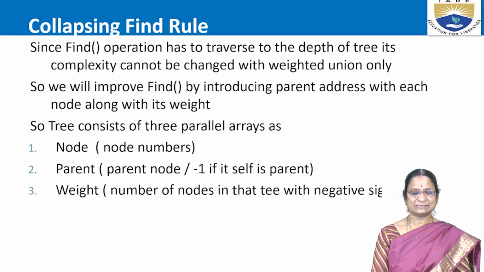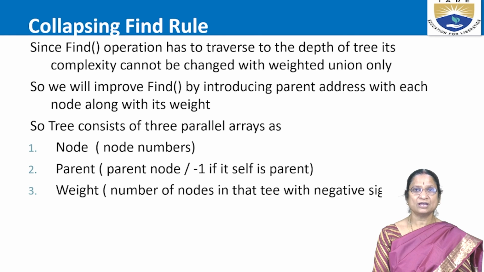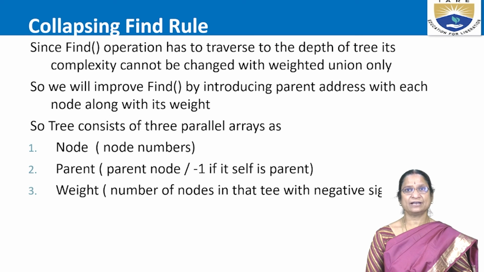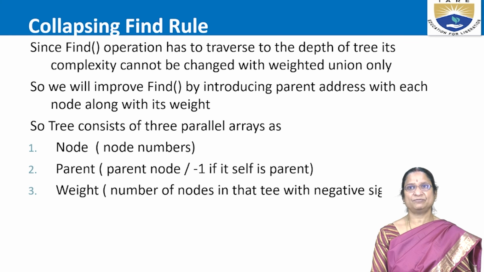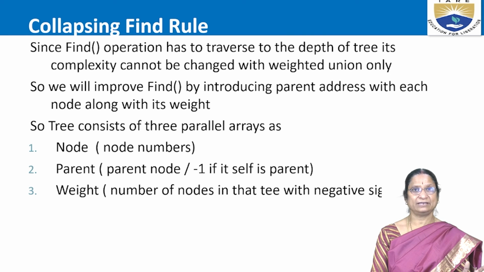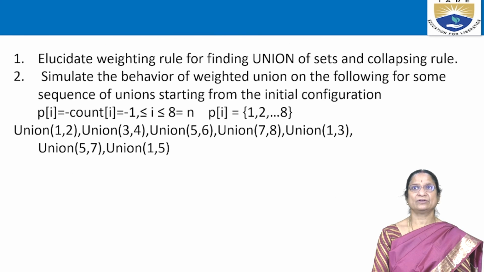So we have to improve our find algorithm also by introducing the parent address with each node along with its weight. That means our tree now consists of 3 parallel arrays. The first one is the node numbers. The second one is the parent node, or -1 if it itself is a parent. Parent means -1. The third is the weight, the number of nodes in that particular tree, with a negative sign.